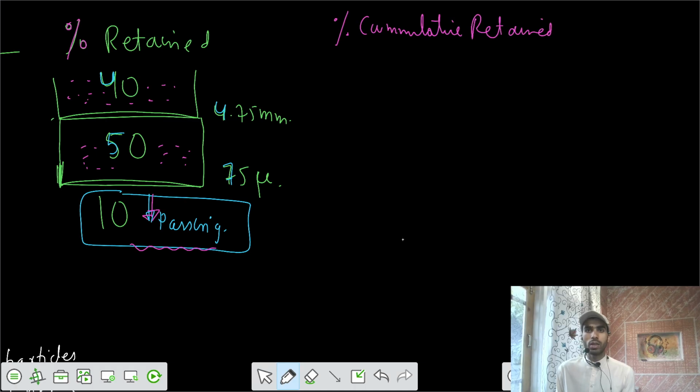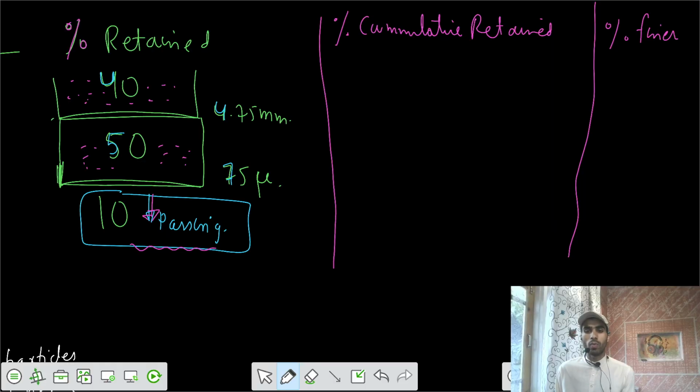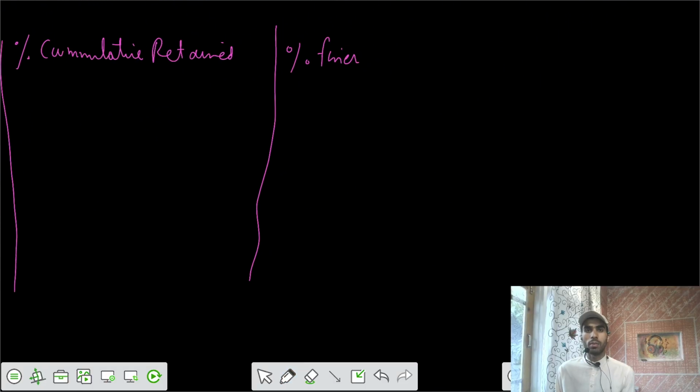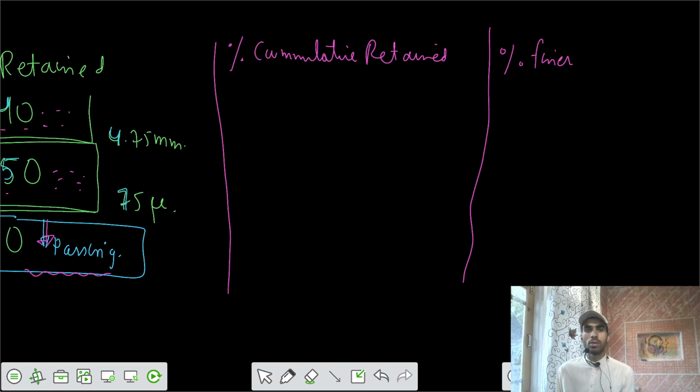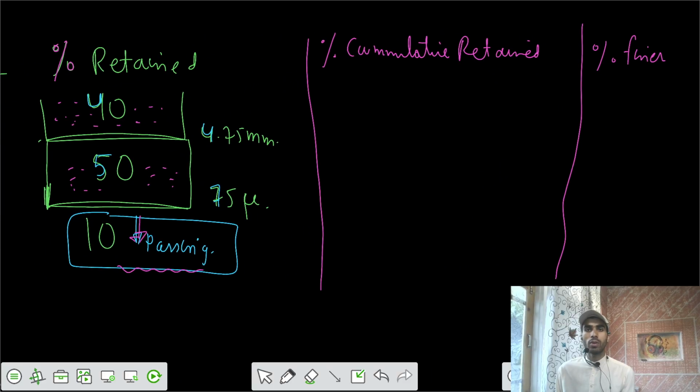And after that we said, what is the percentage finer? Once I get the percentage finer, I can calculate where 10% passing is. So 10% finer I can calculate now. Can you tell me how you calculate cumulative retained? If 40% is retained on this 4.75 sieve, your cumulative retained would be 40%. And on the 75 micron, how much percentage of the total would be cumulative retained on this size?